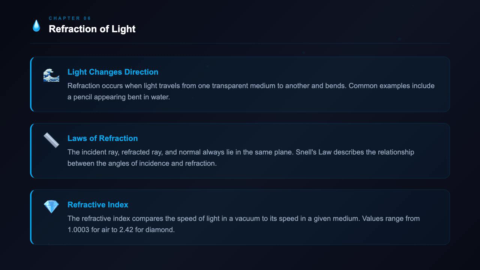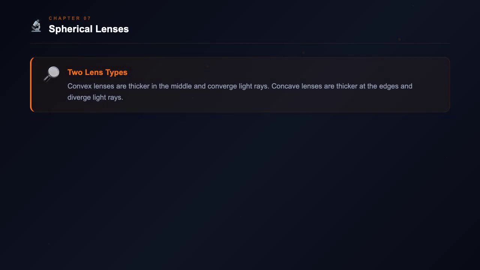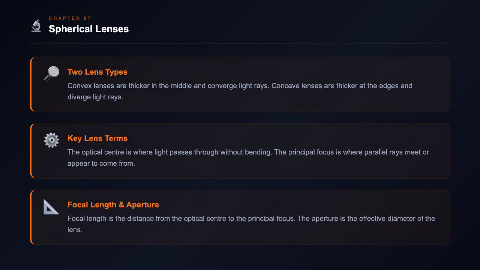The refractive index of a medium compares the speed of light in a vacuum to the speed of light in that medium. Different materials have different refractive indices, such as air, water, crown glass, and diamond, with values ranging from 1.0003 to 2.42. Lenses are transparent materials with two surfaces, at least one being spherical.